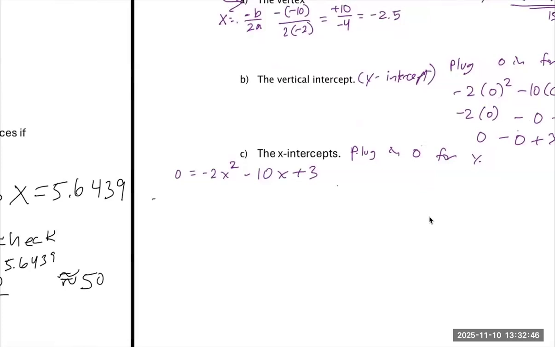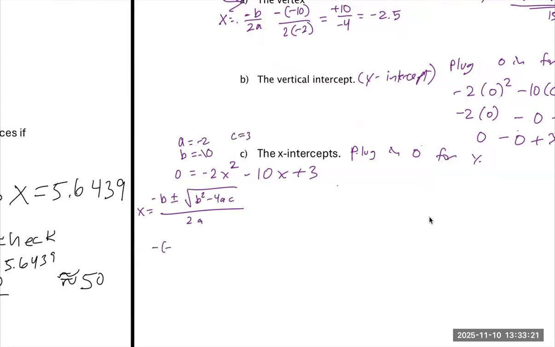To solve this for x, use the quadratic formula. So it's x equals -b plus or minus the square root of b squared minus 4a times c, all over 2a. We said this earlier, but our a is the coefficient on the x squared term, so it's -2. b is the coefficient on the x to the first, so it's -10. And c is 3.